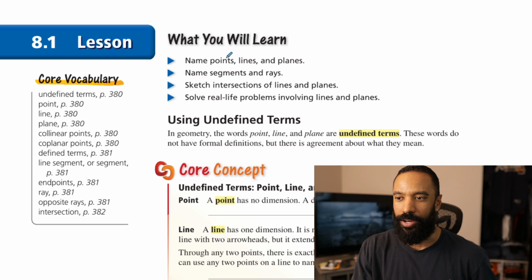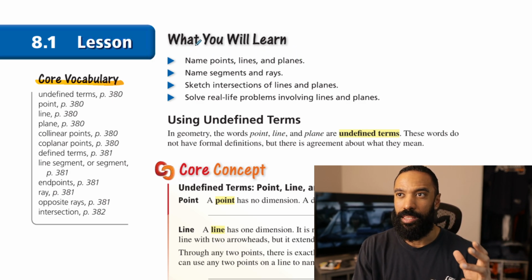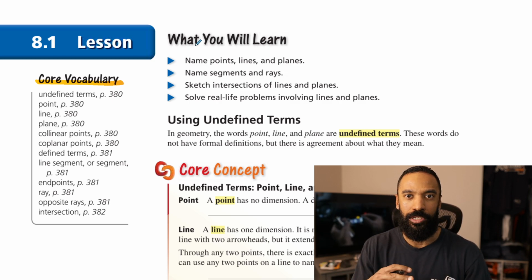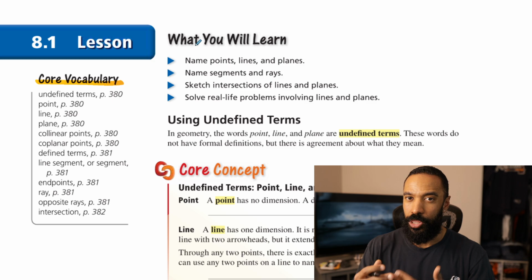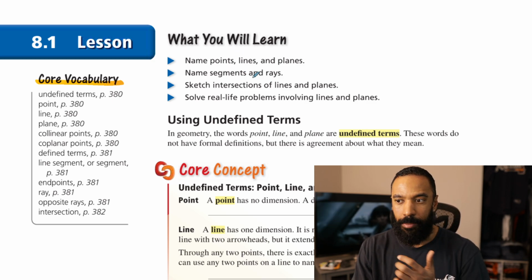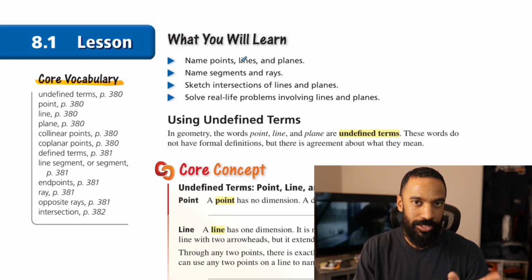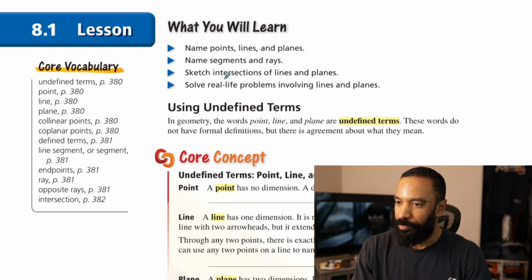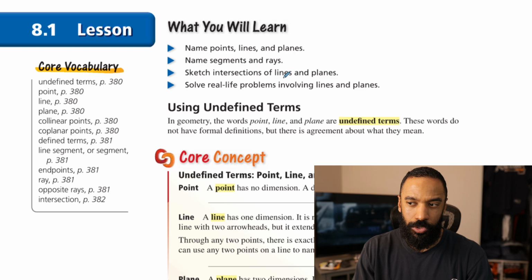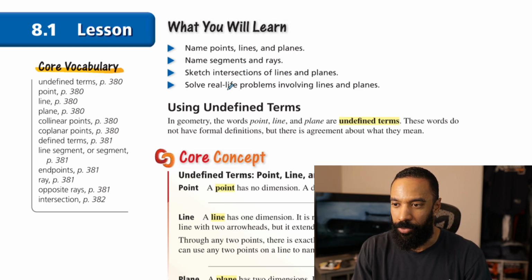We're going to learn how to name points, lines, and planes. And when I say name them, I mean there is a universally accepted way in the world of geometry how we do it. It is a very specific thing to do. Okay, so that's the naming convention that we're going to figure out. Naming segments and rays, these are kind of variations of lines, within sketch intersections of lines and planes. Maybe, I don't know, get your rulers ready for lines, I suppose. And solve real-life problems involving lines and planes.